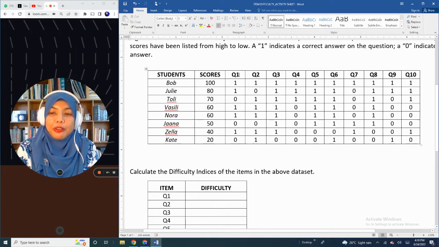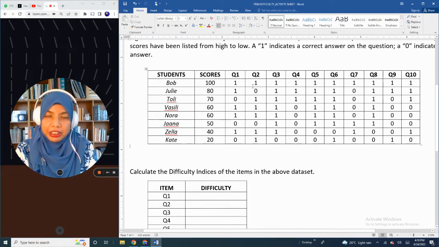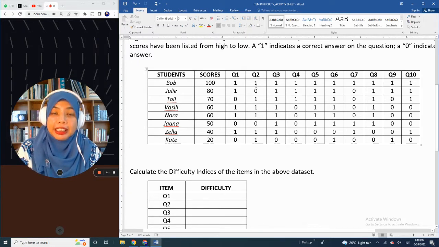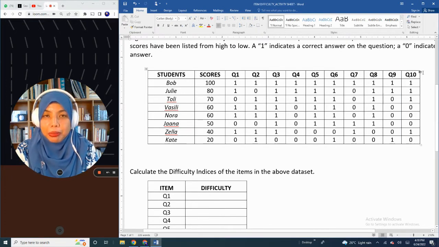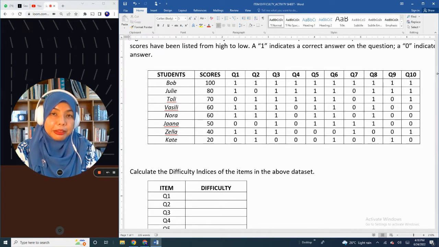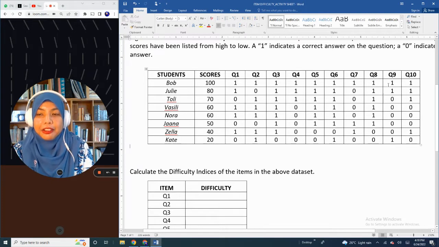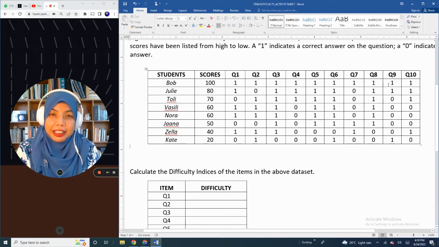The following columns would be all the objective items that you have tested in your test administration. For example, if you have two sections, start with section A and list down all of the items, and then start with section B and list down all of the items. For this particular task, it only has 10 objective items.